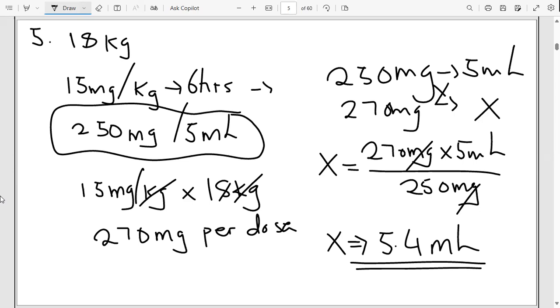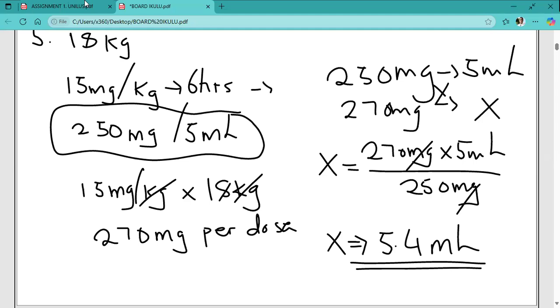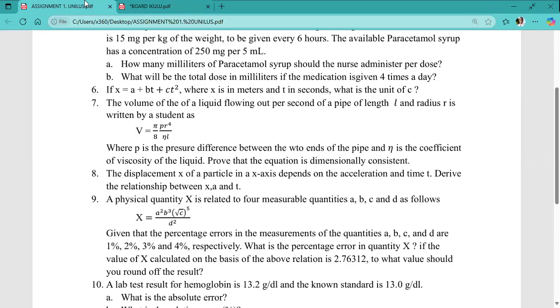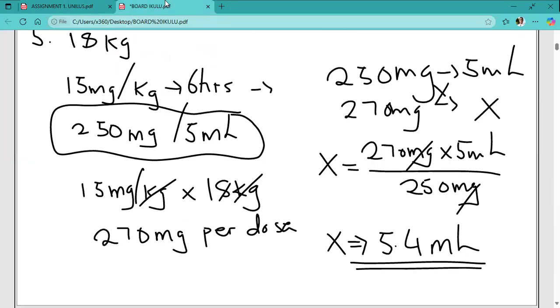That is part A. And after this, part B is saying we should calculate the total dose. The question is asking what will be the total dose in millilitres if the medication is given 4 times a day. We've already done the work in part A.